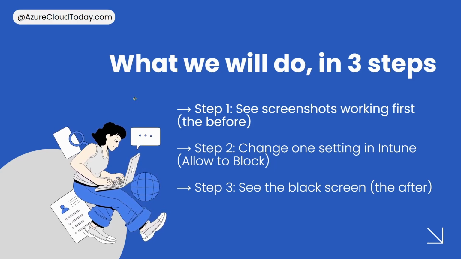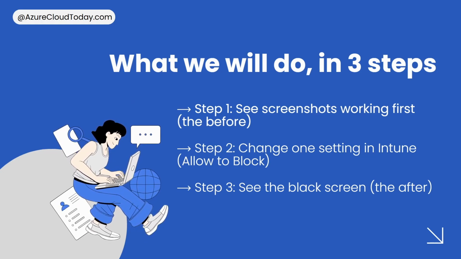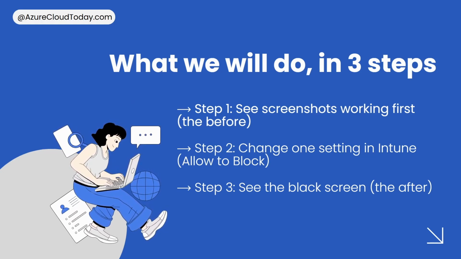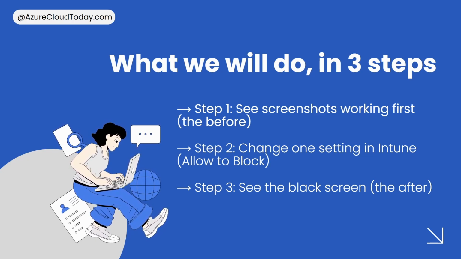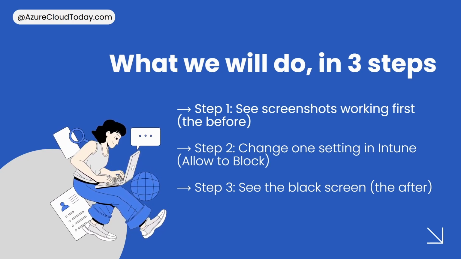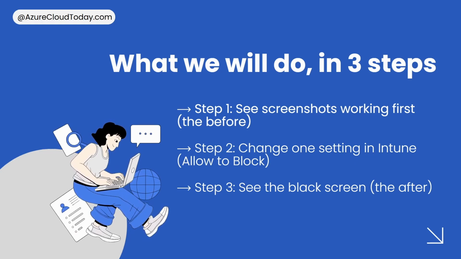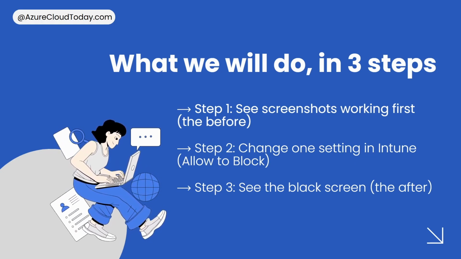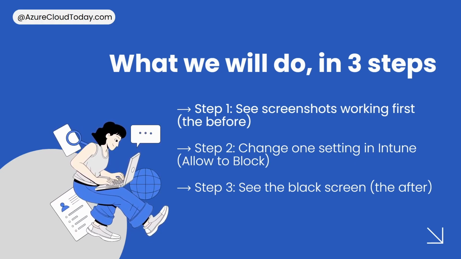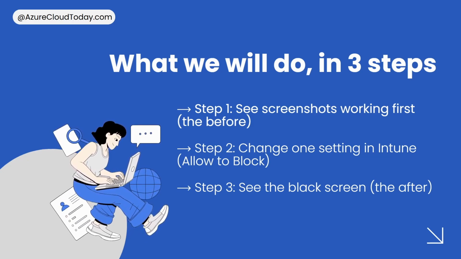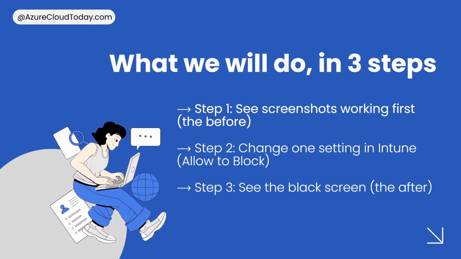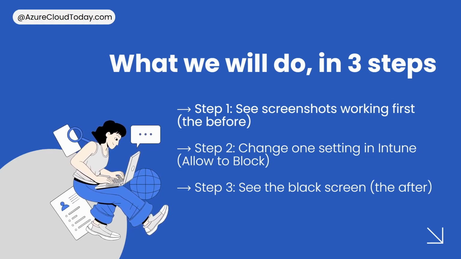Here is our plan, and it is just three steps. First, I will prove screenshots are working normally right now so that you can see the before and after. Second, we will jump into the Microsoft Intune Admin Center and change that one setting from allow to block. And third, we'll come back to our iPhone and watch those same screenshots turn black.